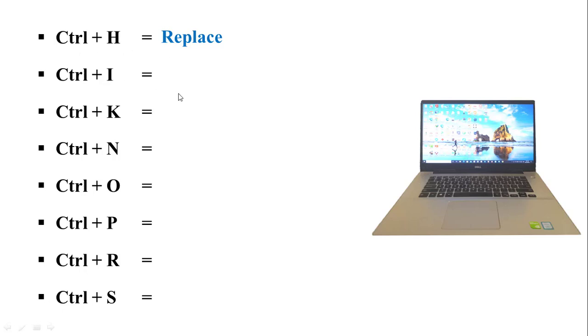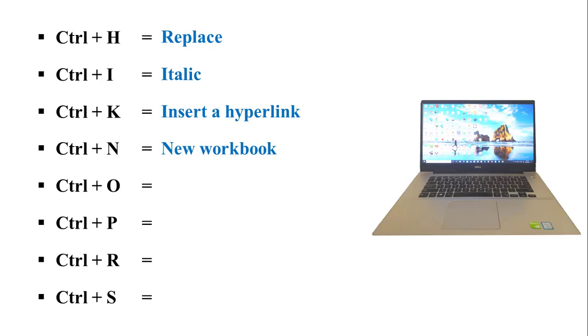Ctrl I means italic. If you want to write your text in italic style, you can use Ctrl I. Ctrl K means insert a hyperlink. If you want to insert any link or hyperlink, you can use Ctrl K. Ctrl N means new workbook. If you want to open a new one, you can use Ctrl N. Ctrl O means open. Here you can use it to open a document.